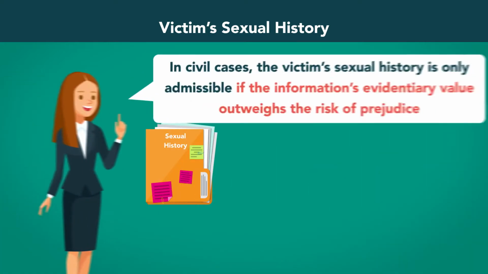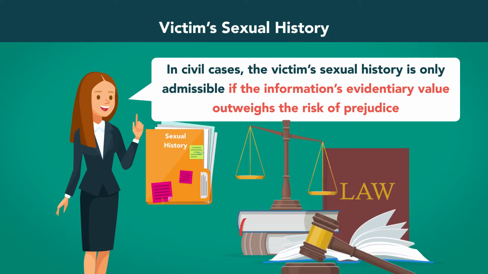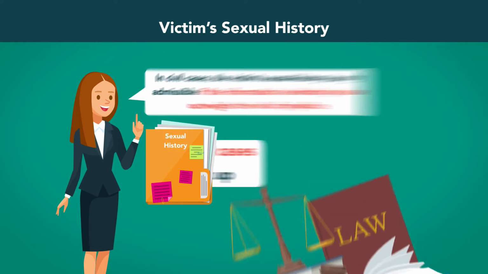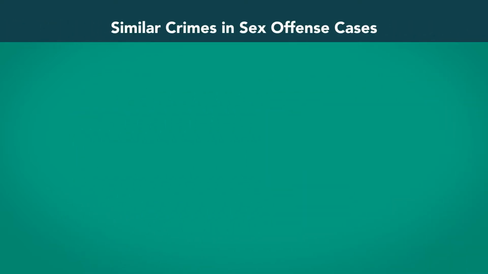Another exception is that in civil cases, the victim's sexual history is only admissible if the information's evidentiary value outweighs the risk of prejudice. The victim's sexual history may also be used in civil cases if the victim brings it up. Similar crimes in sex offense cases.